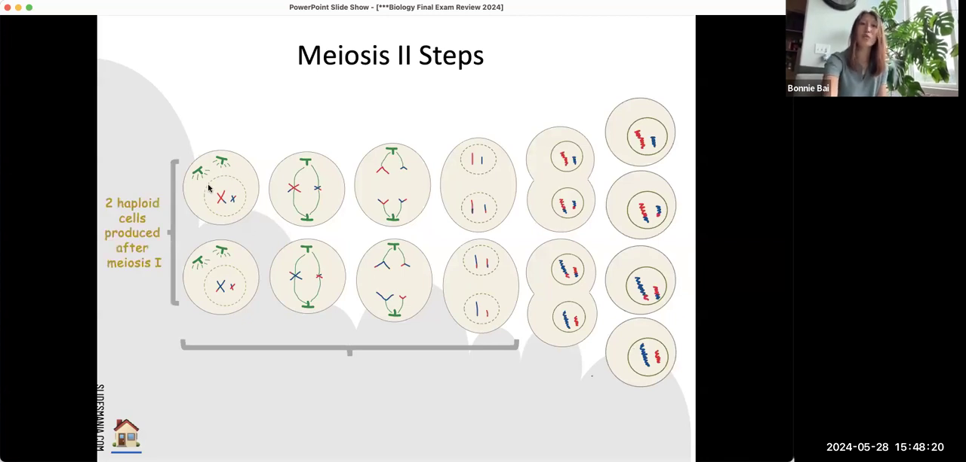So after meiosis 1, at the very beginning, we already have 2 haploid cells. We already got rid of the homologous chromosomes. We already separated the 4 chromosomes in the image to now 2 chromosomes in each cell. Okay, prophase 2, once again, DNA condenses, and then the nuclear envelope breaks down. Metaphase 2, sister chromatids line up at the metaphase plate. Anaphase 2, sister chromatids separate. Telophase 2, DNA uncondensed, nuclear envelope reforms, and then cytokinesis again, okay?